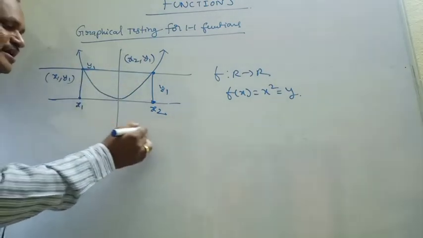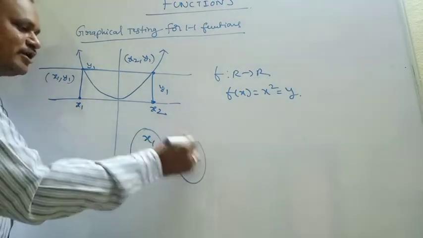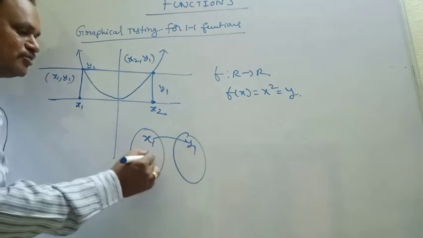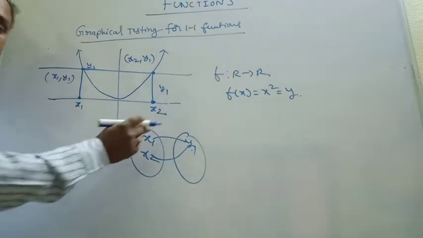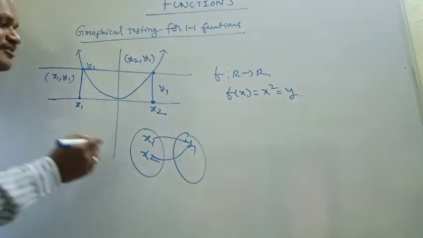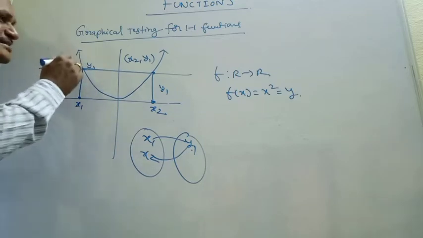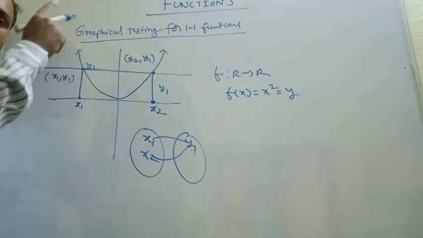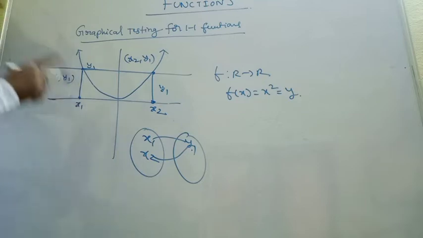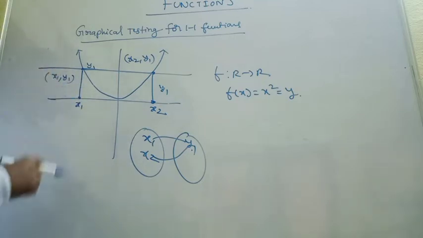That means, see here, x1 corresponds with y1 and x2 also corresponds with y1. Two different elements have the same image. Therefore, whenever you draw a horizontal line, if it cuts the curve at more than one point, then it is not a one-one function. This is the graphical test for a one-one function.